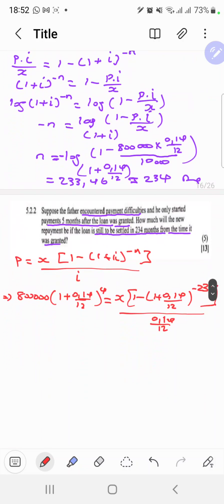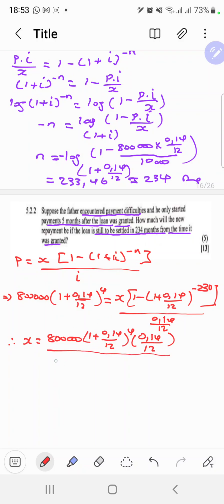With this one, guys, you can already see what's going to happen. We're going to multiply that there and divide by this. So it follows that our X is going to be 800,000 into 1 plus 0.14 over 12 to the exponent 4 multiplied by 0.14 over 12, all of that divided by that expression, 1 minus 1 plus 0.14 over 12, now this time to the exponent minus 230, and close bracket. So we get our money.